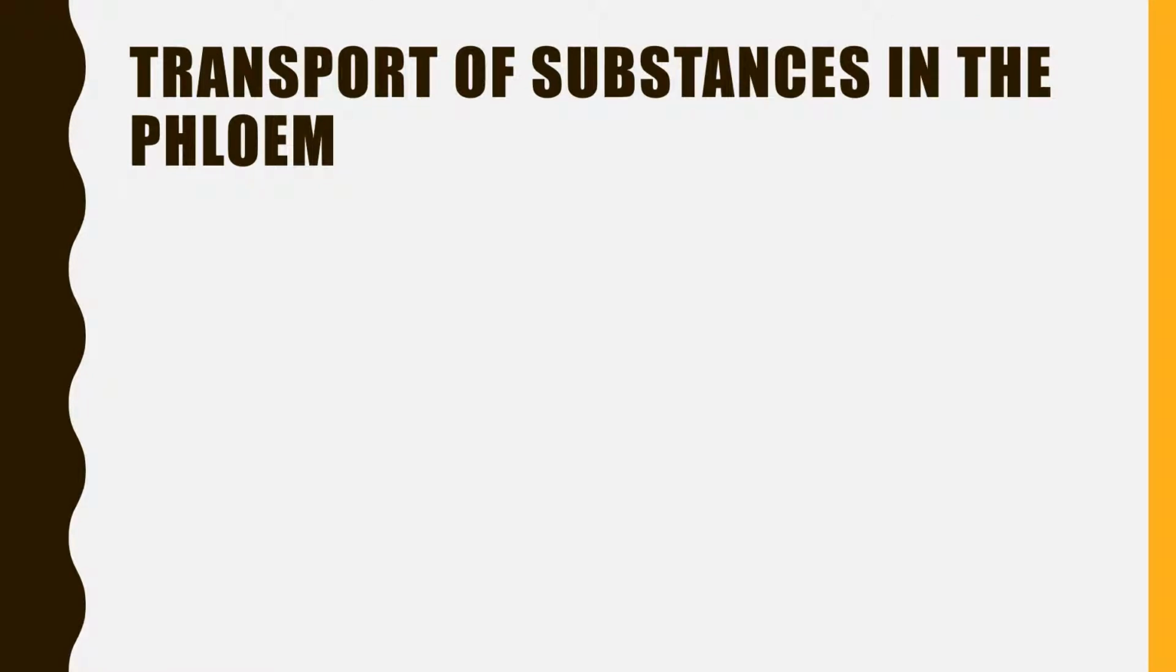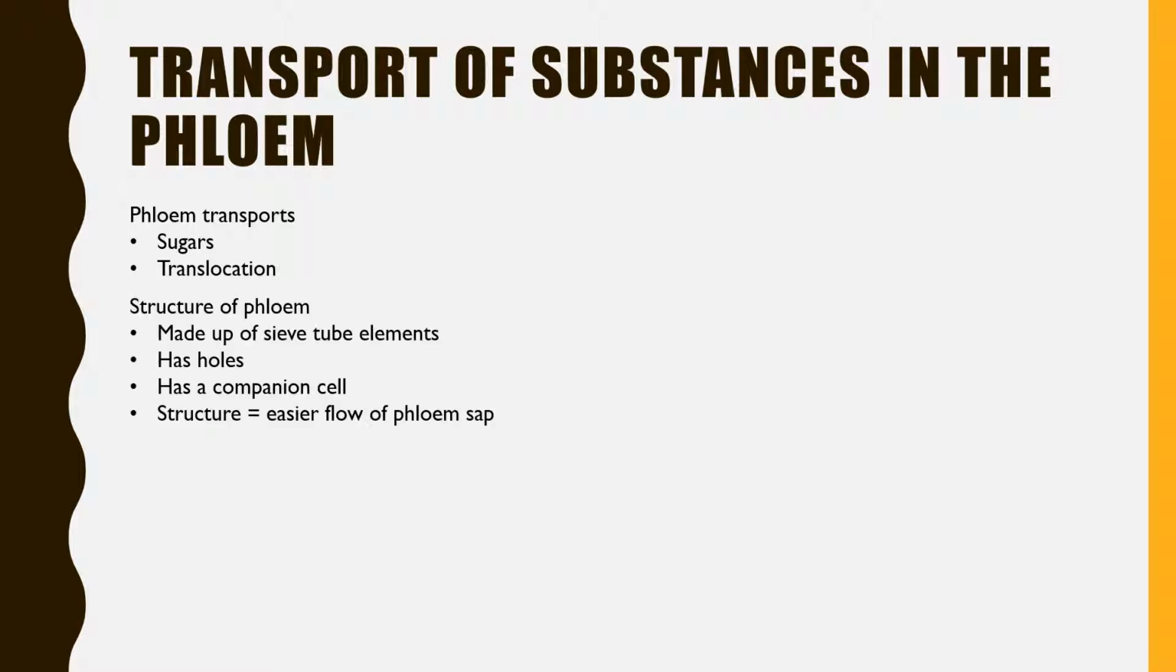Transport of substances in the phloem. Phloem transports sugar by translocation. Now, what's the structure of the phloem? Well, the phloem is made up of sieve tube elements, and they have holes to form sieve plates.